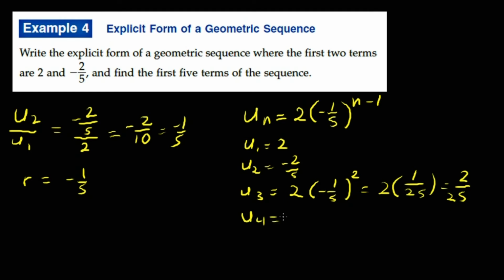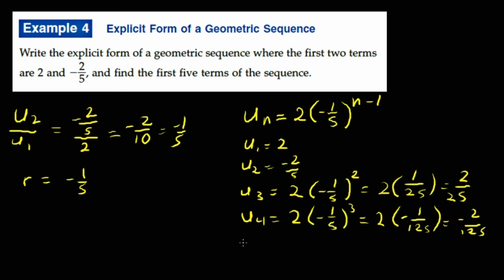U sub 4, well, that's just 2 times negative 1/5 raised to the third power. So that's 2 times, well, a negative to the third power is still going to be negative. So we're going to have a negative 1, and then 5 cubed, that's 125. So we're left with a negative 2 over 125.